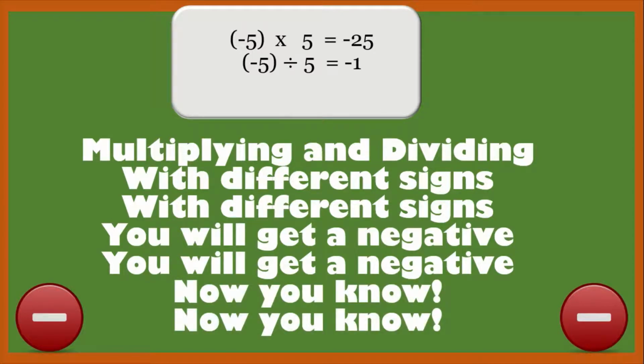So do not forget our two rules in multiplication and division of integers. If they have the same signs, the product or the quotient will be positive. And if they have opposite or different signs, the product or the quotient will be negative.